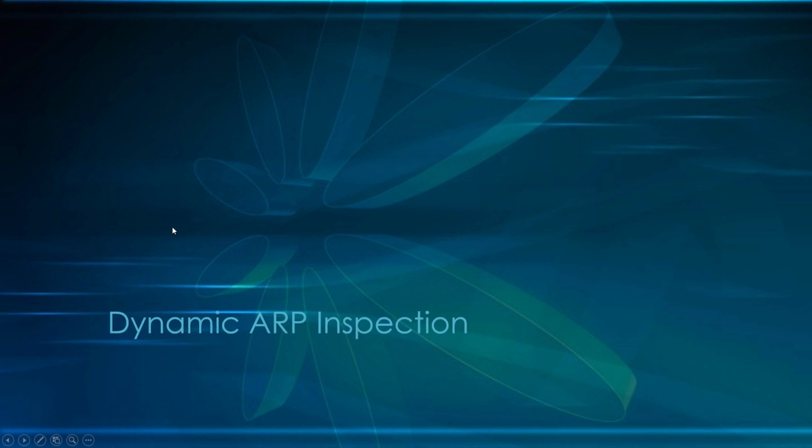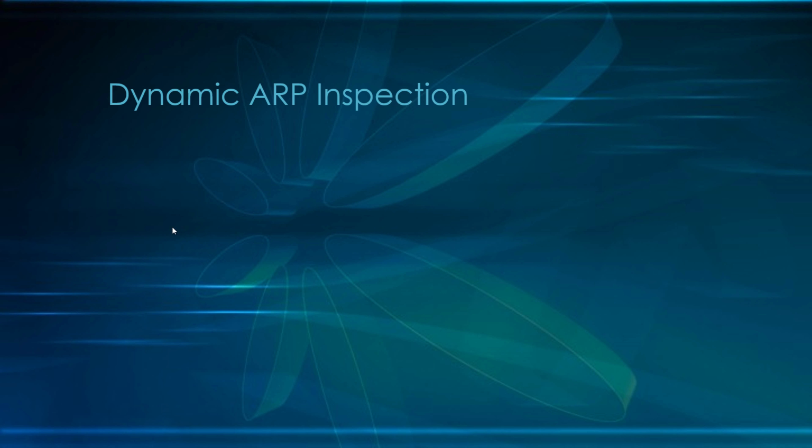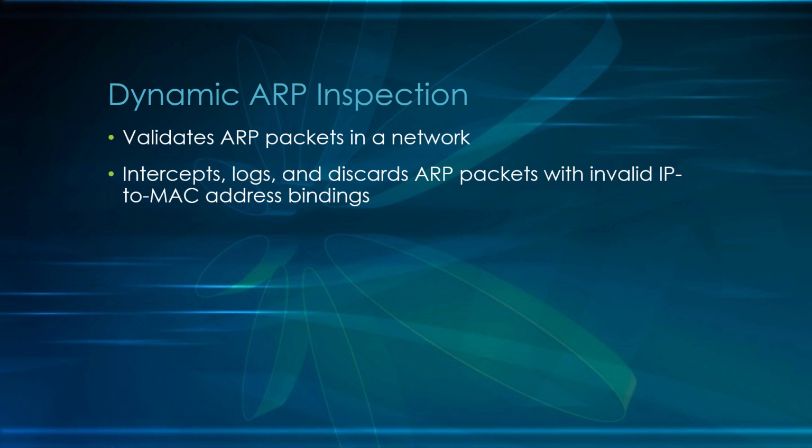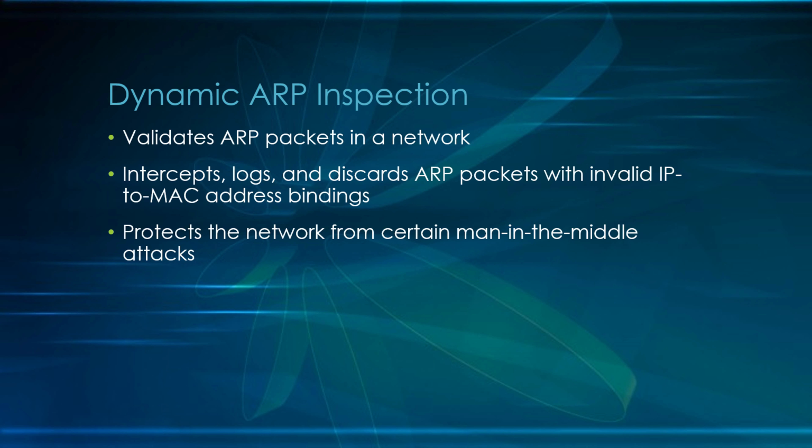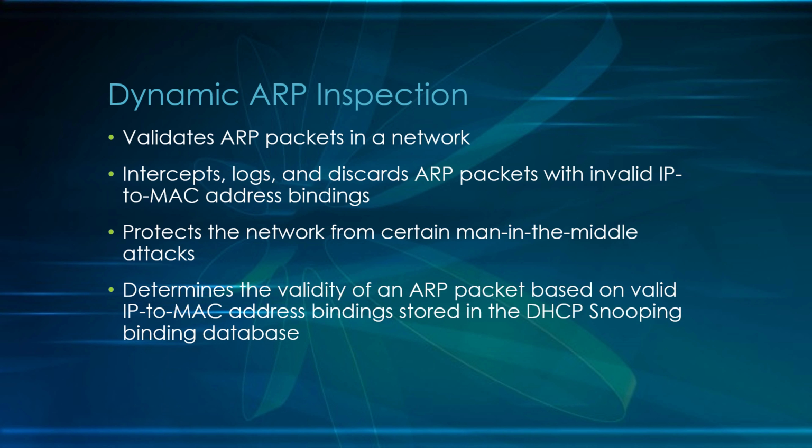In this video, we're going to be taking a look at dynamic ARP inspection. Now, dynamic ARP inspection validates ARP packets in a network. It intercepts, logs, and discards ARP packets with invalid IP to MAC address bindings. It protects the network from certain man-in-the-middle attacks and determines the validity of an ARP packet based on valid IP to MAC address bindings stored in the DHCP snooping binding database.